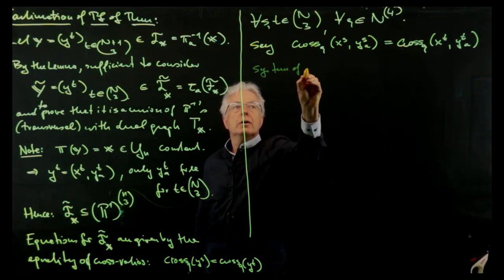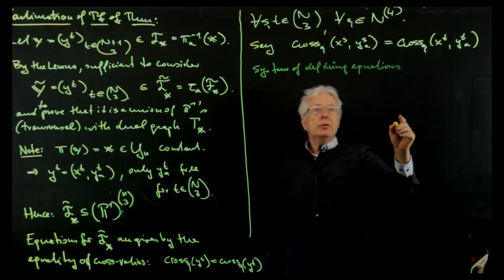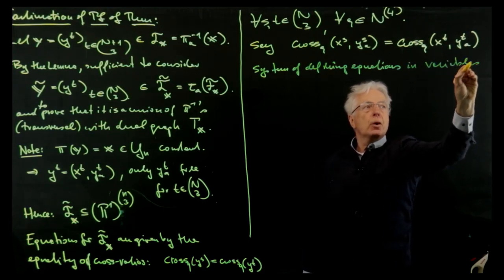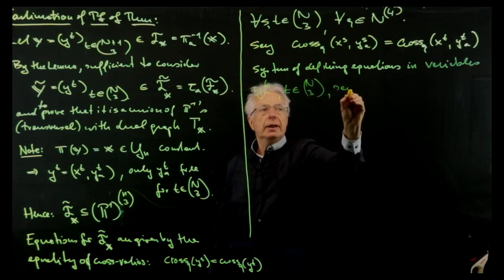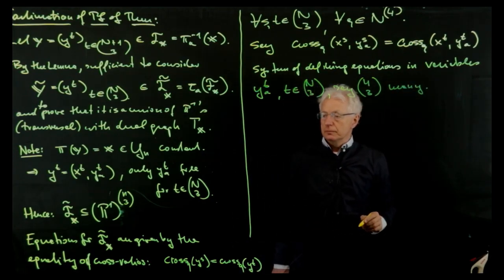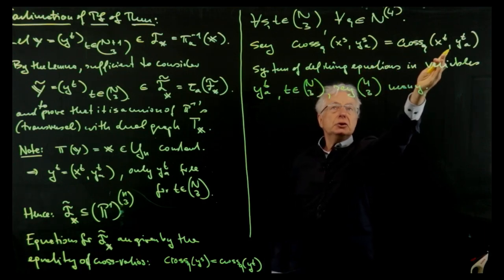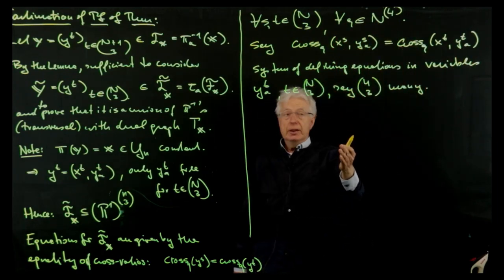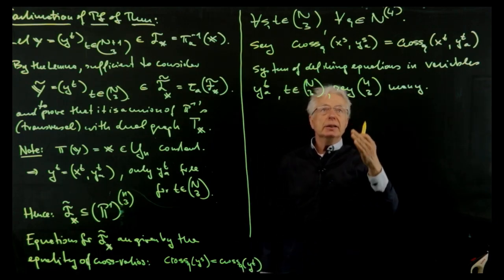System of defining equations, in how many variables? The variables are the y_tA, t in n choose 3, say binom(n,3) many. Now you see the problem. We have many, many equations. For each pair of triples s and t and for all quadruples, we get equations. And what we want is that the zero set of this system of equations has dimension 1. So there must be a redundancy in these equations.